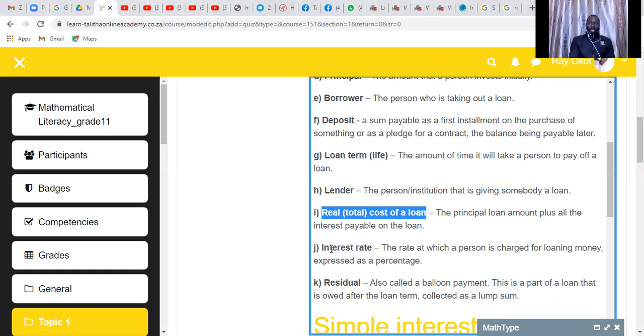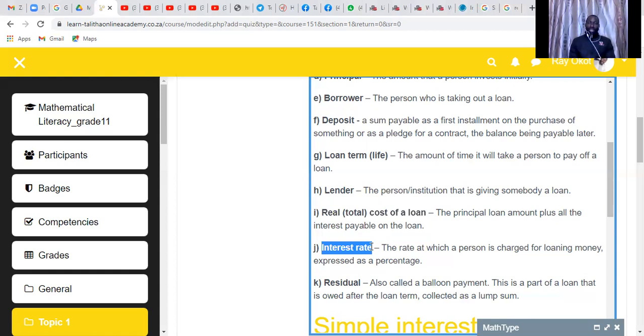Well, interest rate, we already saw it. It's appearing again: the rate at which a person is charged for loaning money, and it is expressed as a percentage. Okay, so because you want to take some money as a loan, you will be charged, so that when you are paying back that money, you pay with some more money onto it, because the money you have received will have assisted you to do something. So the person giving you that money will want some payment because of helping you out.